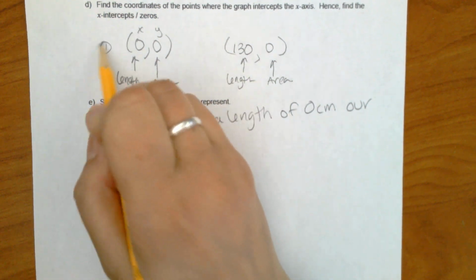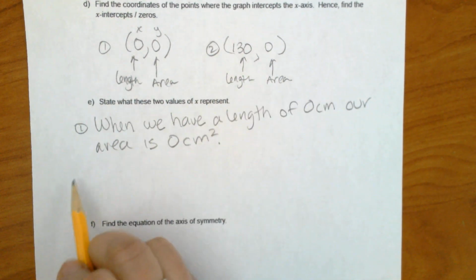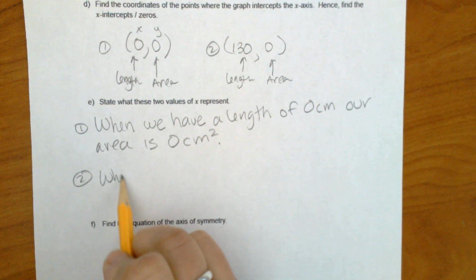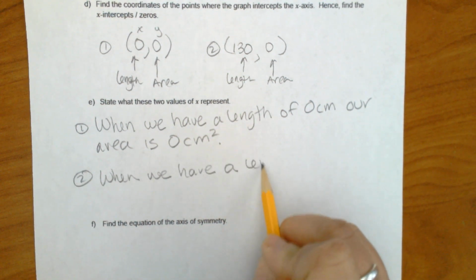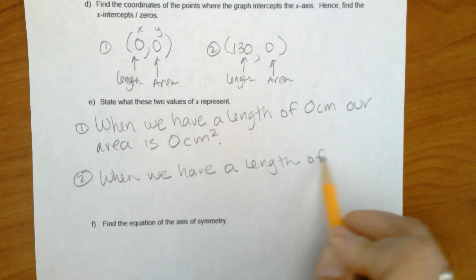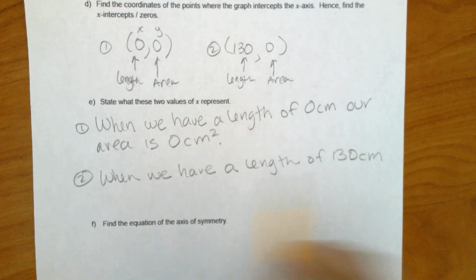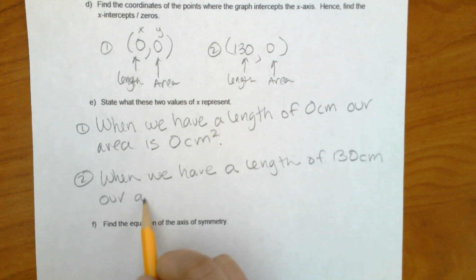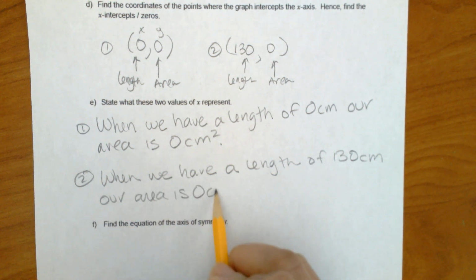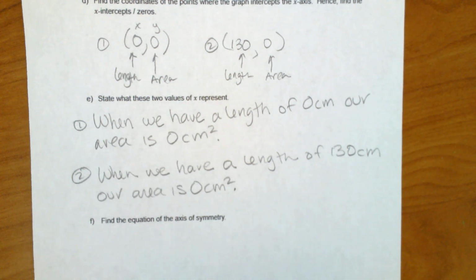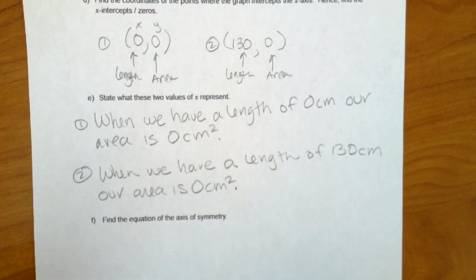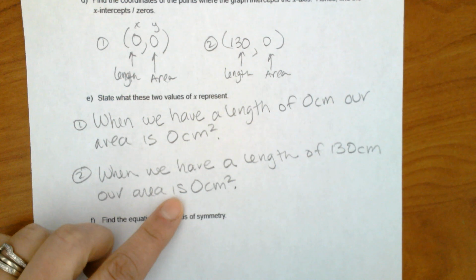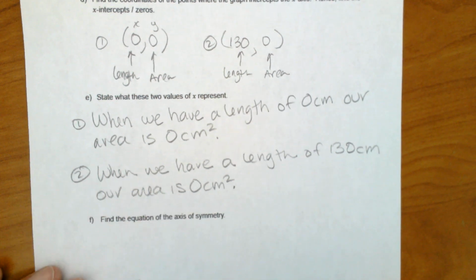All right, how about number 2? When we have a length of 130 centimeters, our area is 0 centimeters squared. Okay, well, how could this be? Because we do have a length. So that's great. We have a length, but how come when we try to do the area, it actually comes out to 0? So that's kind of a mystery.